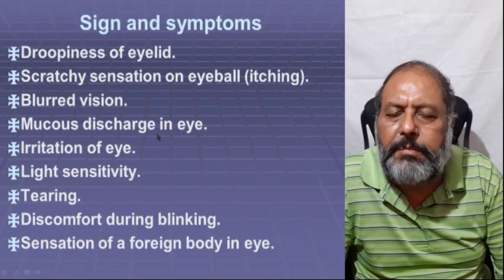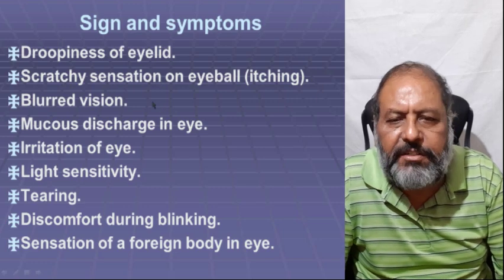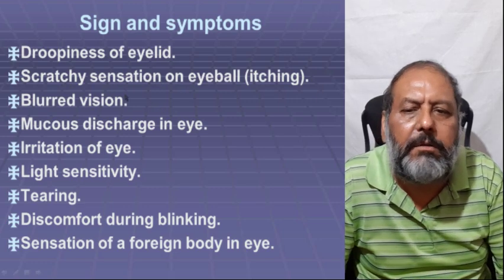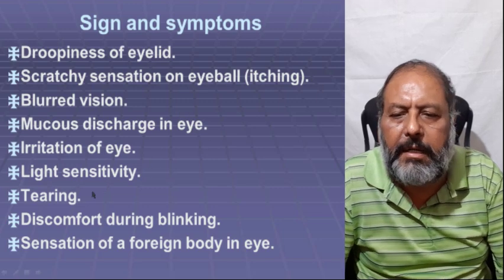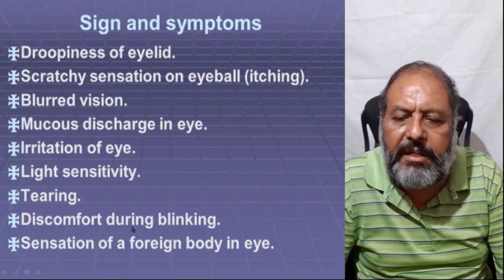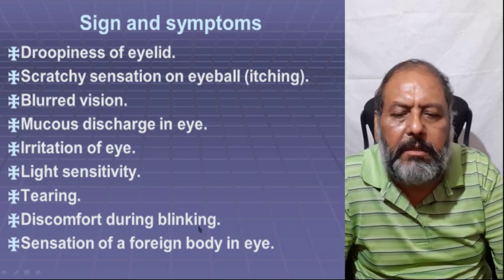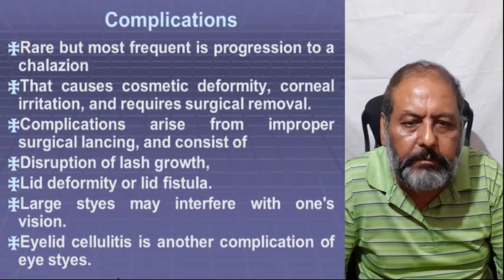Then the signs and symptoms are drooping of the eyelid, a scratchy sensation on the eyeball or itching, blurred vision sometimes, mucus discharge in the eyes, irritation of the eye, light sensitivity, tearing, discomfort during blinking, and a sensation of a foreign body in the eye.